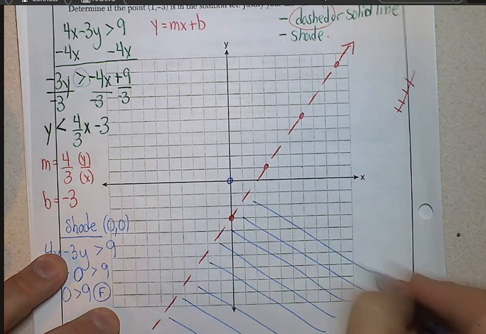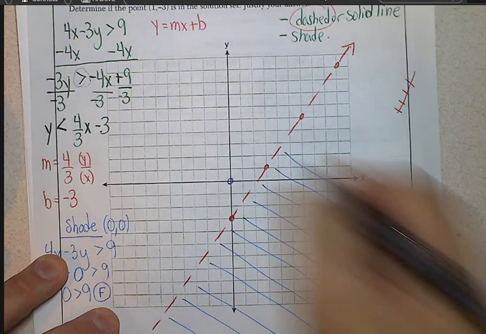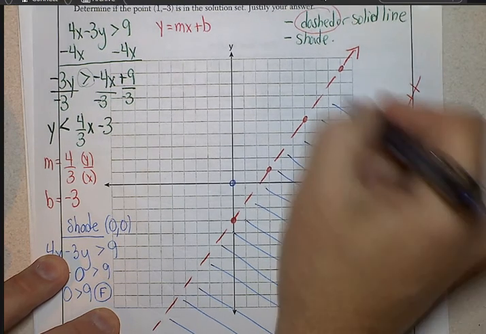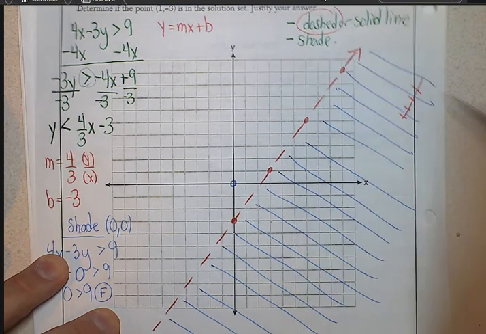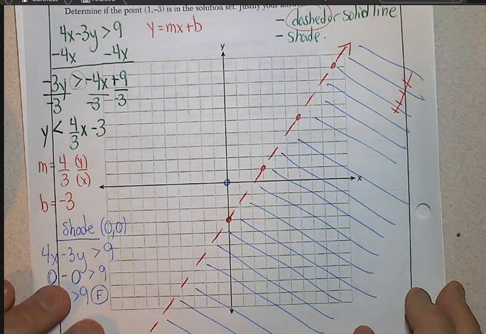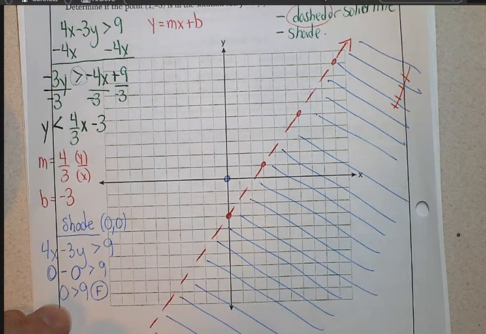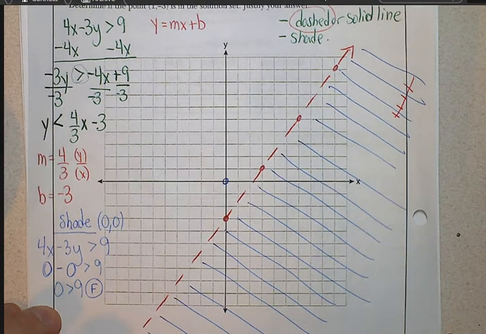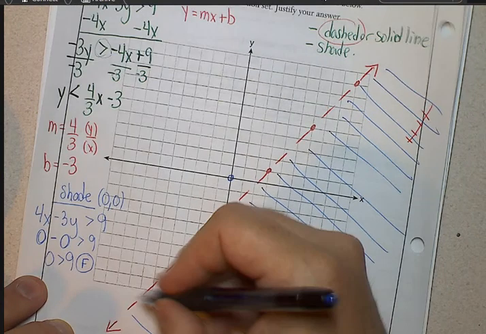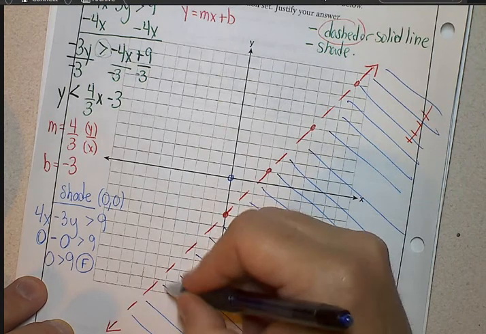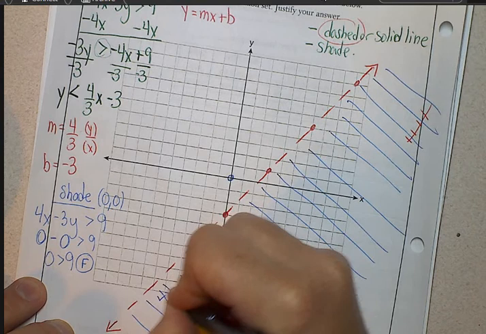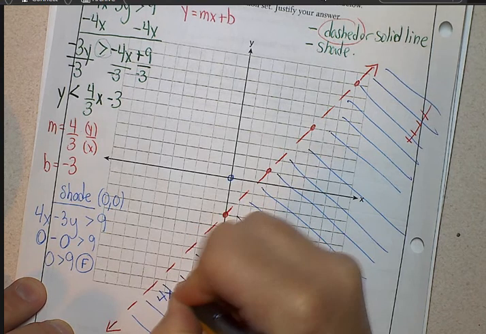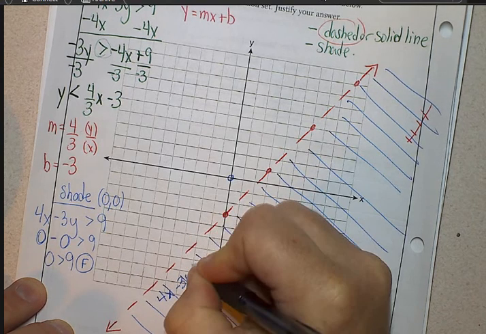You don't have to color it in. This is perfectly fine in terms of shading it. Okay? Any questions on that? That's my solution set. Now I go ahead and label it. Remember to label. So I go to the side of the solution set, the side of the line which is down below, and I label 4x minus 3y is greater than 9.